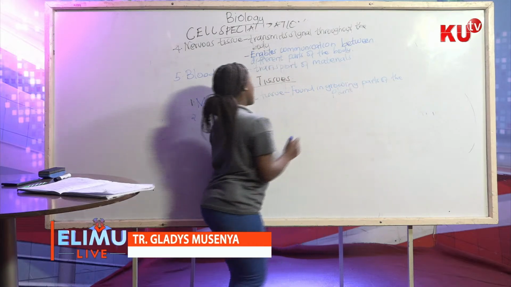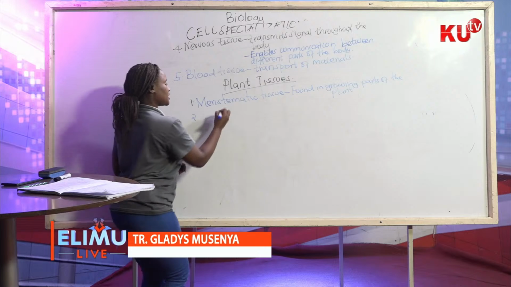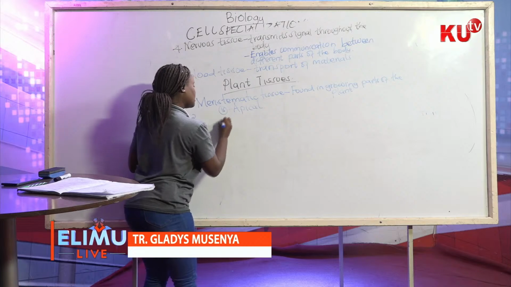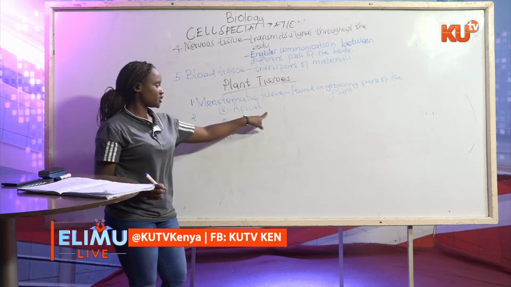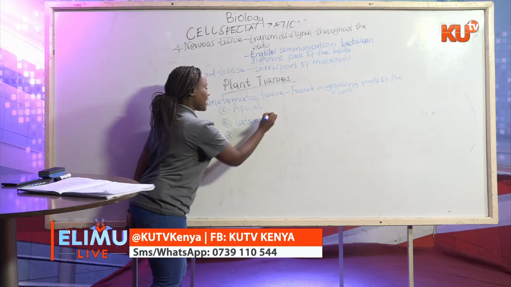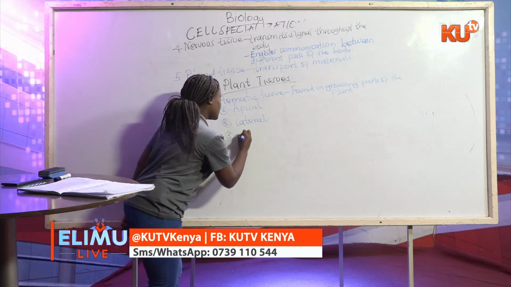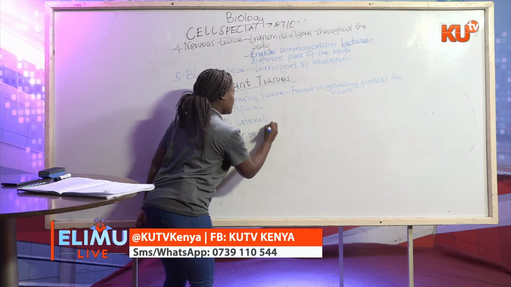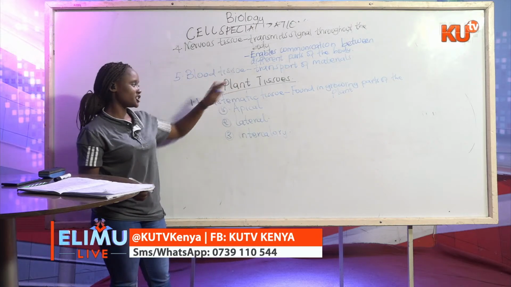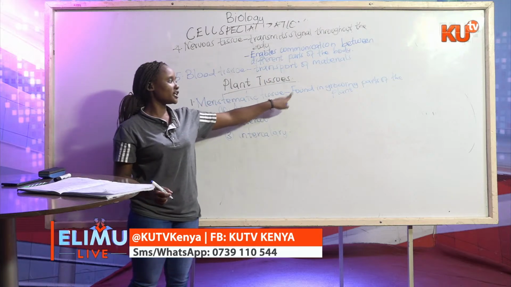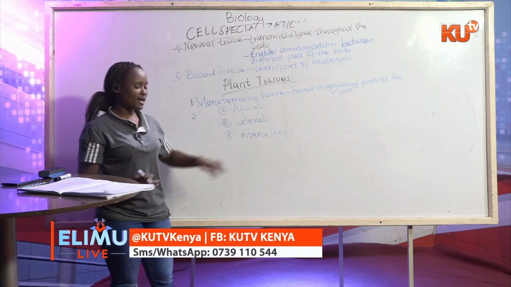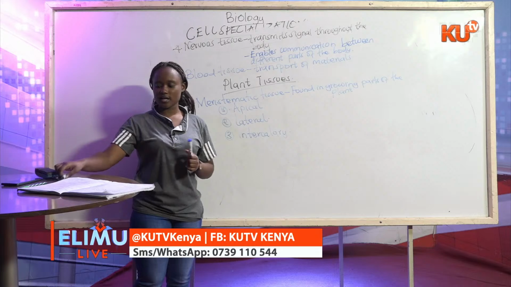And then we have the types of meristematic tissue. The first one is apical, we also have the lateral, and we have intercalary. Meristematic tissue is found in growing parts of the plant. And the other one we have is the vascular tissue.